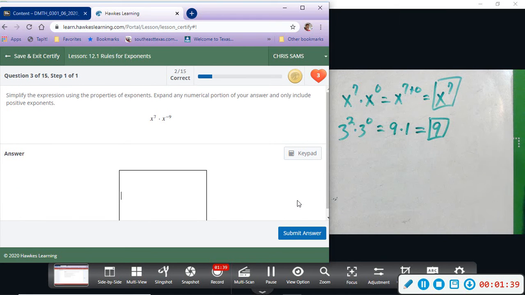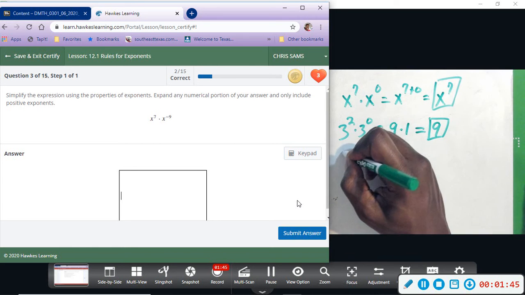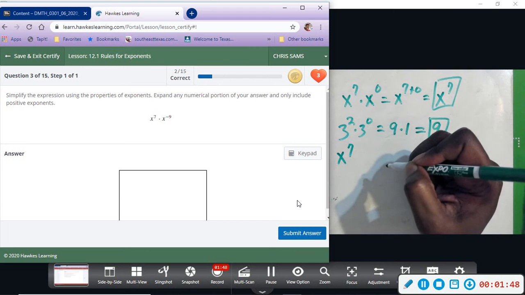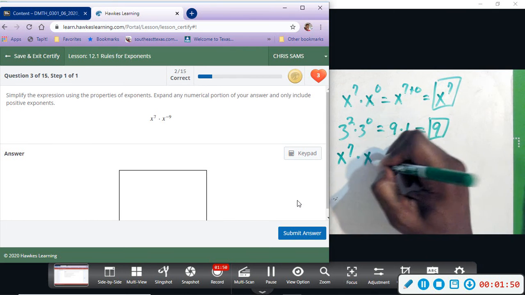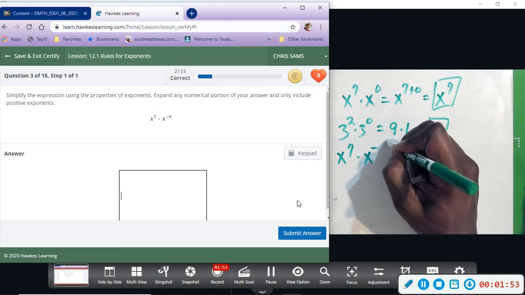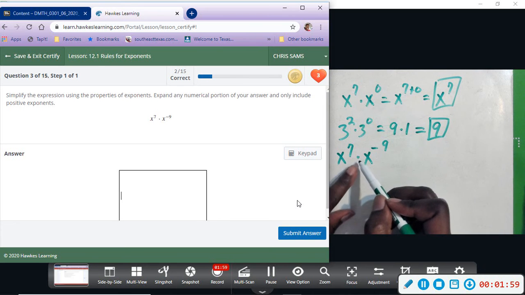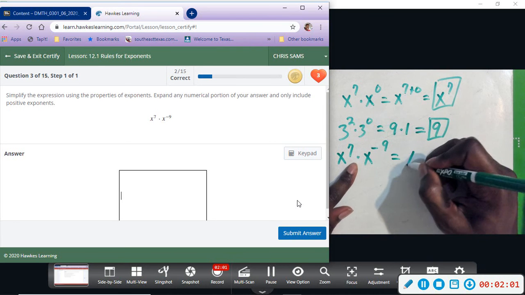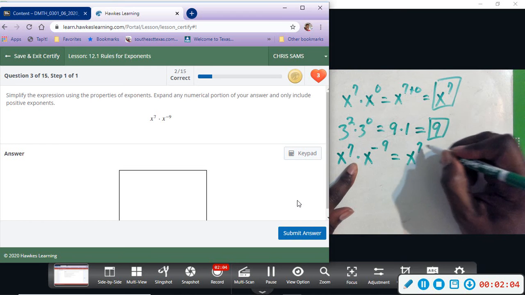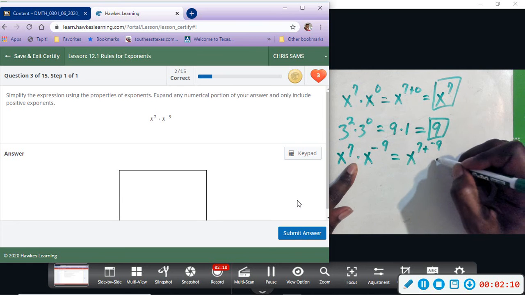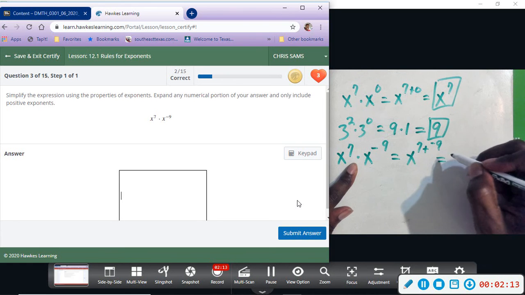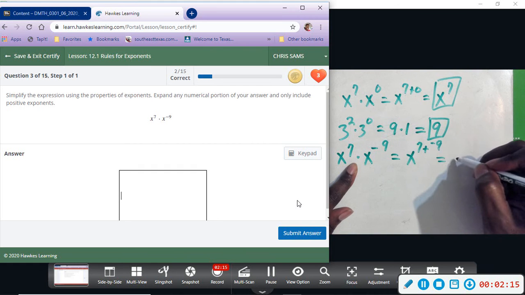Alright, and then we'll do one more here. Number 3, we have x to the 7th times x to the negative 9th. So here's one way to do this. You see multiplication, you rewrite it as x to the 7th power plus a negative 9, because you add the exponents. And since that's negative, you're actually going to subtract these, and you'll end up with x to the negative 2nd power.